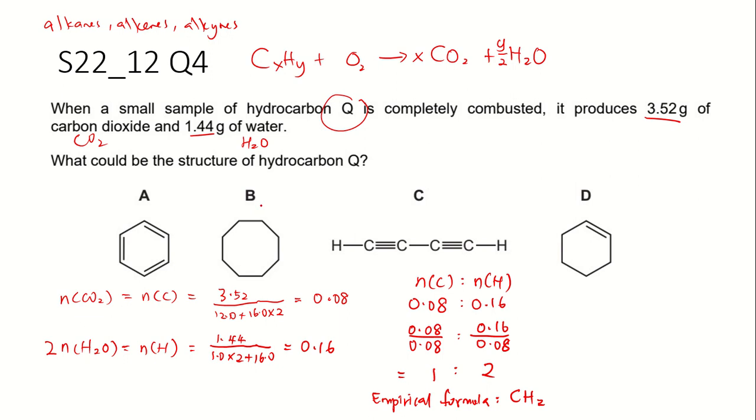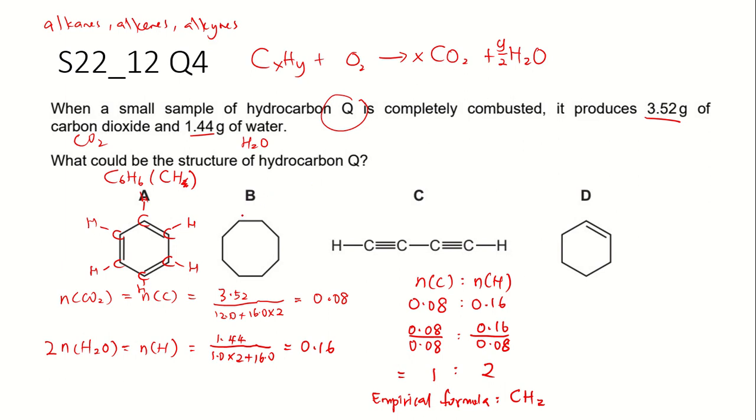Now let's look at the answers. We have A, B, C, and D. Let's look at compound A first. It has 1, 2, 3, 4, 5, 6 carbon. And each carbon is bonded to one hydrogen. That would be 6 hydrogen, C6H6. So this gives us the CH empirical formula. So A is not hydrocarbon Q.